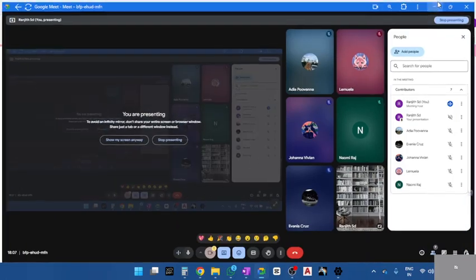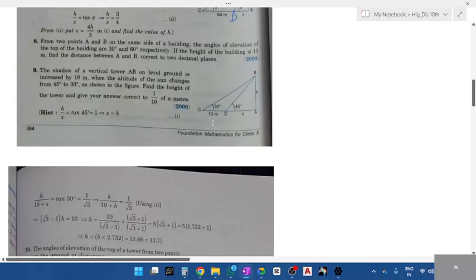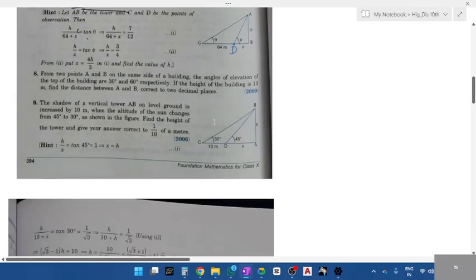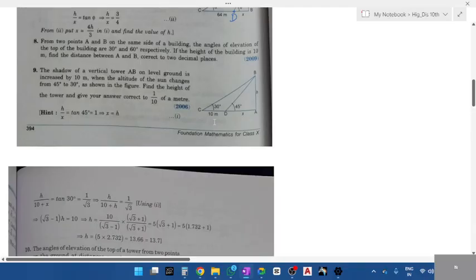Okay, we'll start the next question. Is Ivania online? Ivania, Adya. Okay, seventh is done. Eighth question, students. All the eighth question.